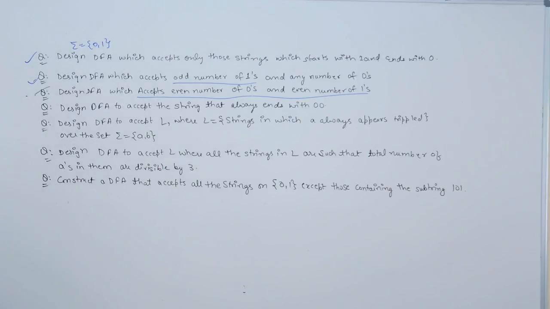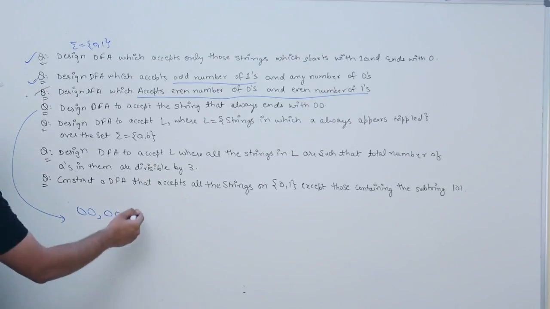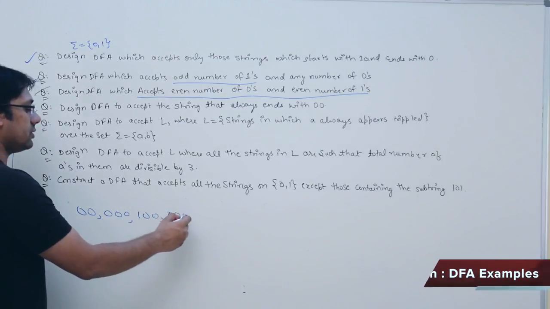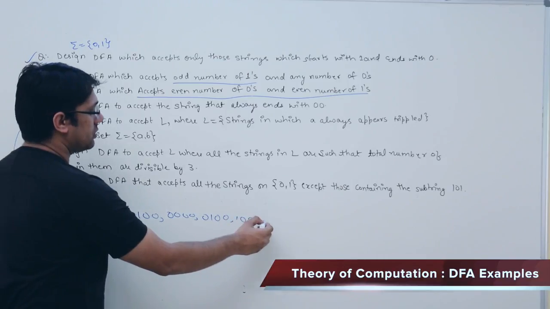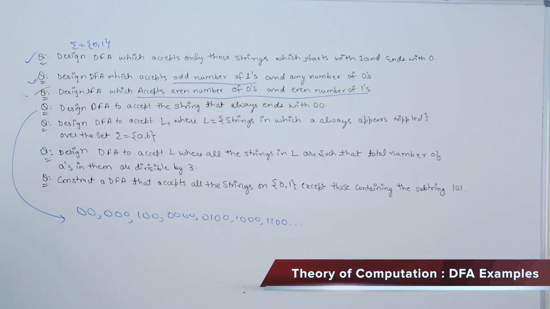So the next question is to design a DFA to accept strings that end with 00. So what are the strings that end with 00? If you have a single 00, it is ending with 00. If you have 000, it is ending with 00. If you have 100, it is ending with 00. If you have 0000, 0100, 1000, 1100, and so on. So all the strings should end with 00.